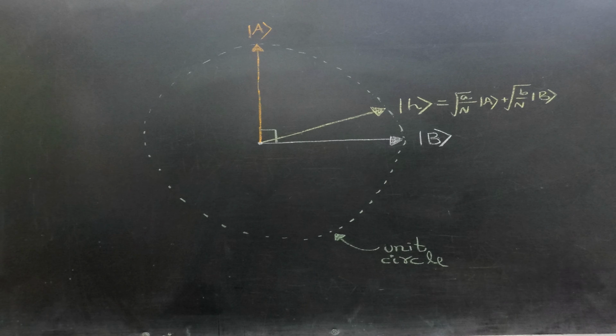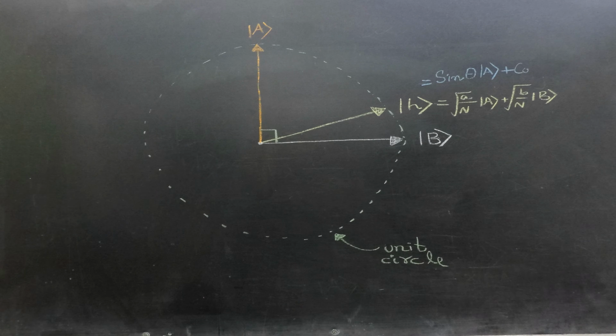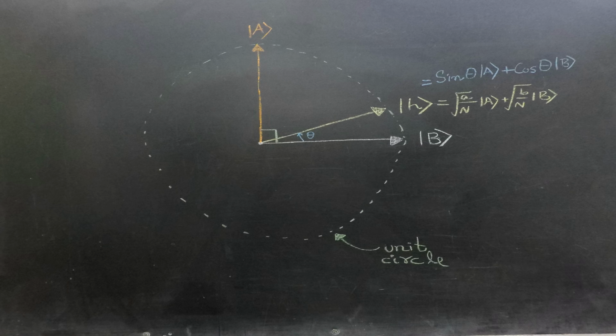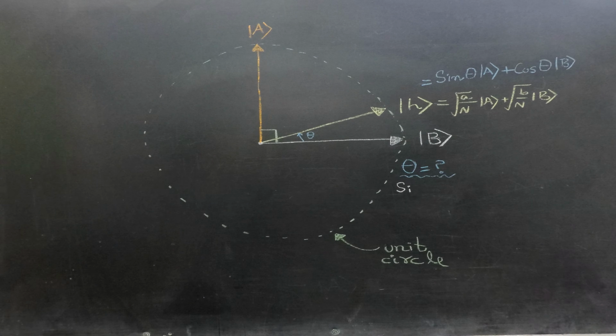Furthermore, we can also express ket h in polar coordinates, since it lies on the unit circle. Hence, ket h can also be represented as sine theta times ket A plus cos theta times ket B. From these two equations involving ket h, we can deduce that sine theta is equal to the square root of small a divided by capital N.